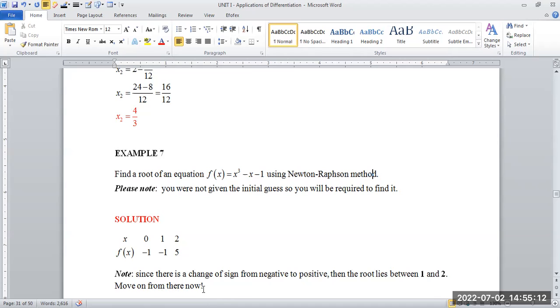Move on from there now. So I want you to move on. Now you know what your first iteration is. What will be the first iteration? Let me hear you. 1.5. Very good, Rash. Excellent. Nessa, you see him get the 1.5? Yes, sir. Very nice.